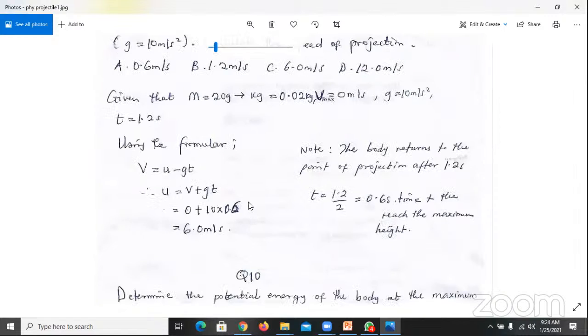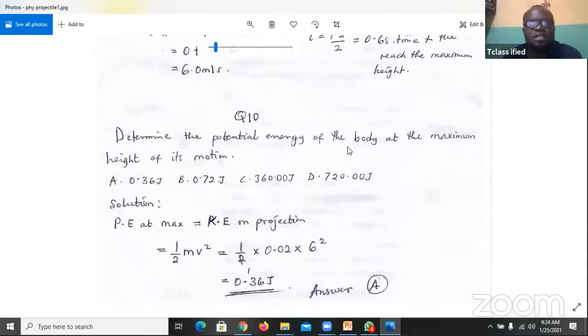Okay, so let's look at question number 2. Determine the potential energy of the body at the maximum height of its motion. So what is the potential energy of the body at the maximum height? Is it option A, 0.36, B, 0.72, C, 360 joule, or D, 720 joule?